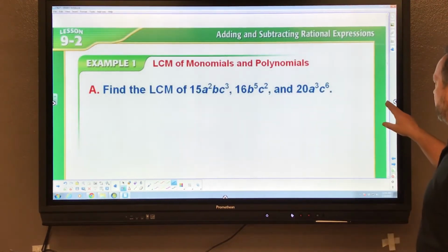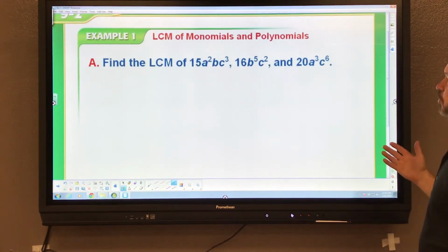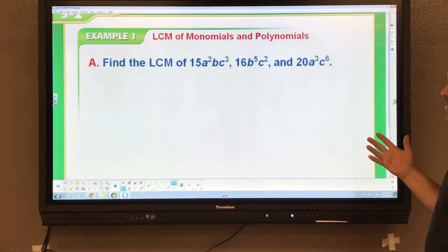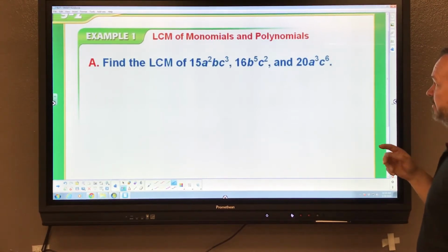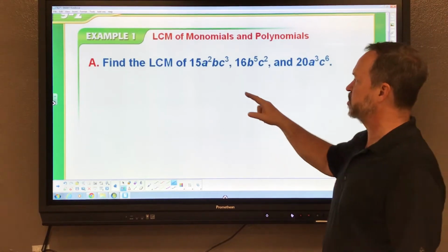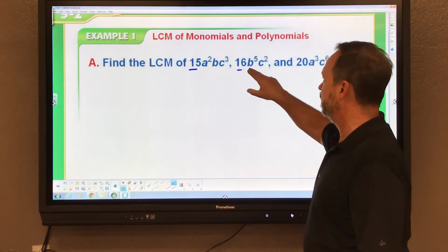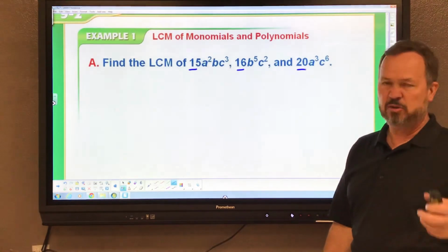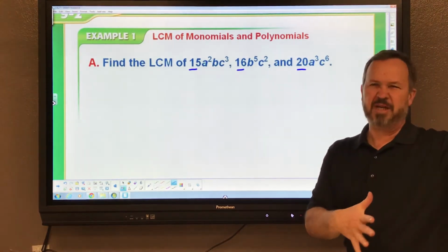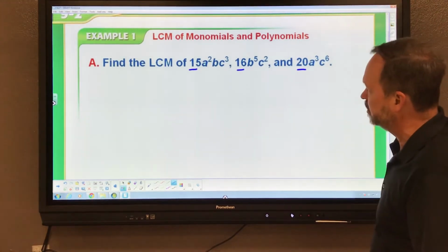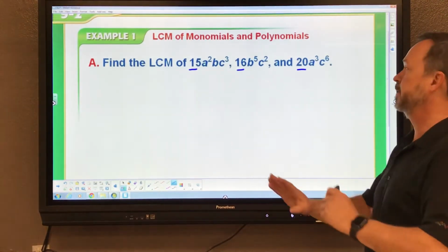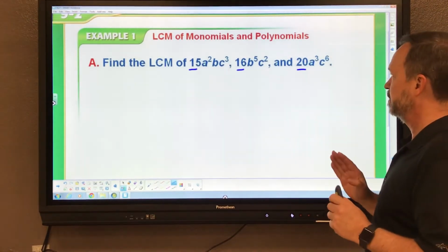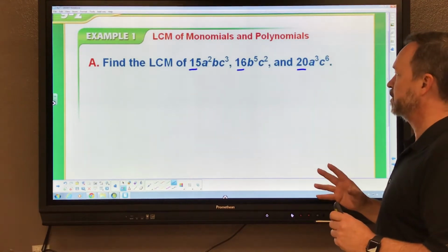In this case, they're going to ask us, what's the least common multiple of these fractions, or these algebraic expressions, these polynomials? Let me just for a second not talk about the numbers, because you've dealt with the numbers before. We'll deal with them when we get to them. I don't want to deal with 15, 16, 20 right now. So let's not talk about those, because we will. Let's just talk about the variables, the algebraic parts.